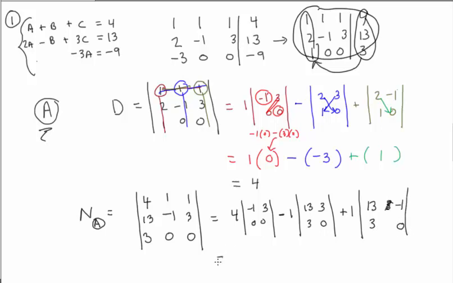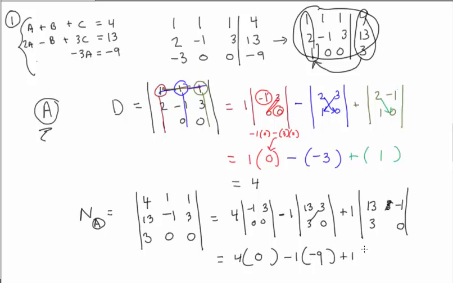Okay, so now we have 4. We'll do our bump times bump. 0 minus 0 minus 1. 0 minus 9 is negative 9.